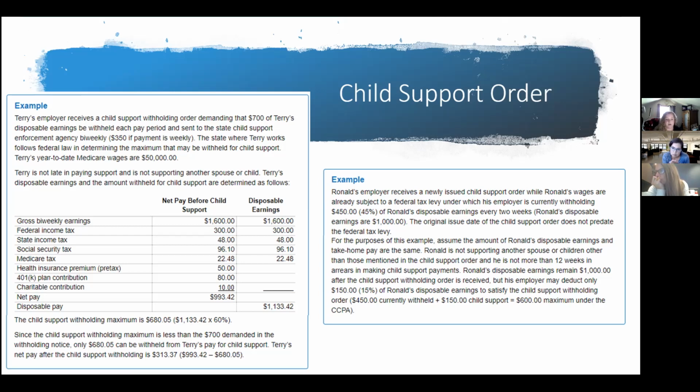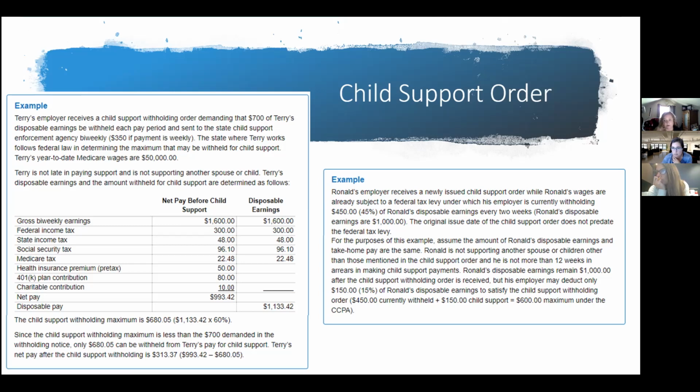So Ronald's disposable earnings remain at $1,000 after the child support order is received, but his employer may only deduct 15% or $150 of Ronald's disposable earnings to satisfy the child support withholding order, because the most that we can take is 60%. But $450 is already going to the federal tax levy. So we can't take more than 60%.